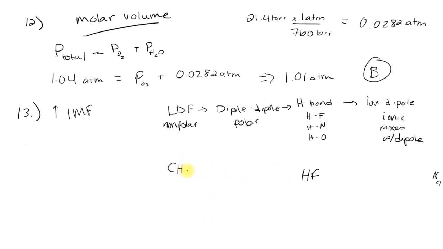CH4 rather, is nonpolar because it's tetrahedral, so that means it's symmetric. H2O has hydrogen bonds also. When I'm thinking about this, the structure in my mind is this hydrogen like this. There's two hydrogen bonds in water, and there's only one in HF, so this one's going to be stronger. So when I rank these in order of increasing strength, CH4 is the lowest because it's just LDF. HF is next because it has one hydrogen bond, water has two, and NaCl is going to be strongest by far because that's actually a bond, not an IMF really. It's an ionic bond.